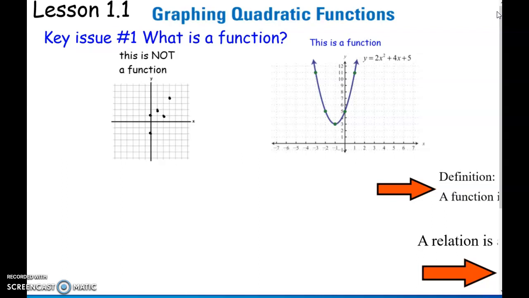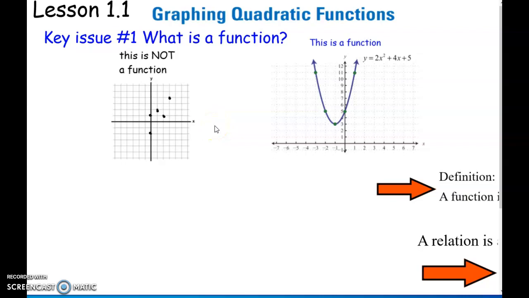The first key issue we're going to talk about with quadratic functions is what's a function? I'd like to show you a picture of what is a function and what is not a function, and see if we can figure that out from looking at the picture. So this over here on the right-hand side is a function. And this over here on the left-hand side is not a function. I don't know if you notice anything different.